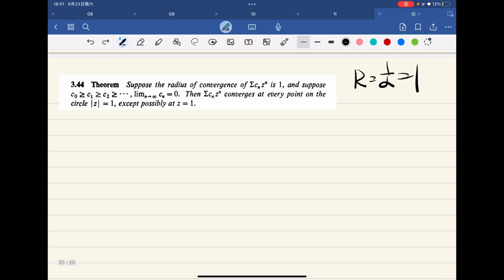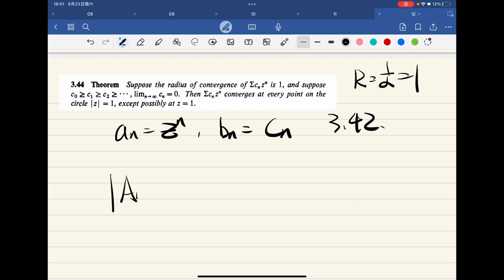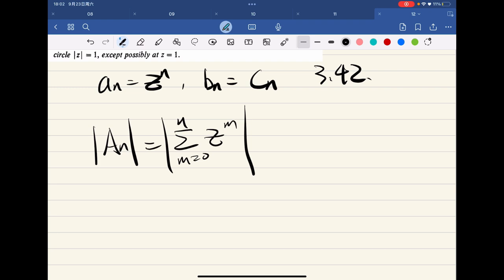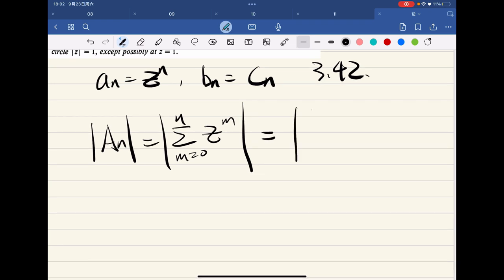Well, we let a_n equal z^n, and b_n equal c_n. And then we apply theorem 3.42, right? So we know that the partial sum of a_n is equal to (1 minus z^{n+1}) over (1 minus z).